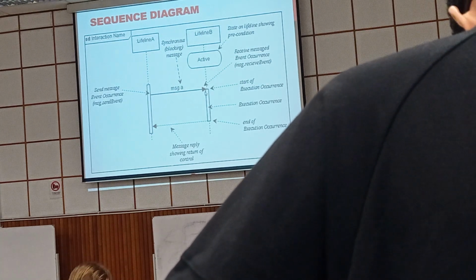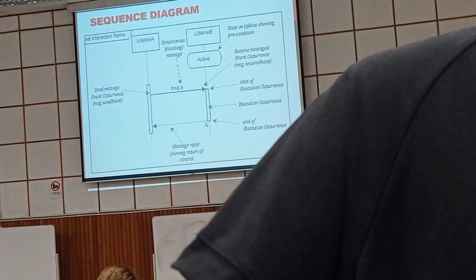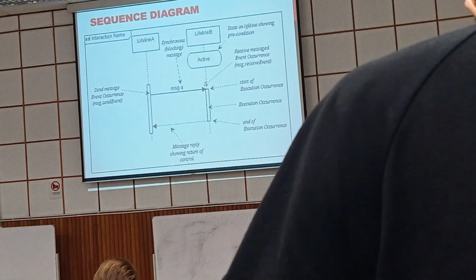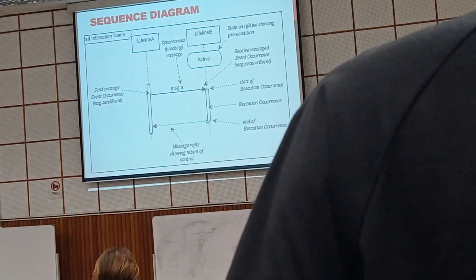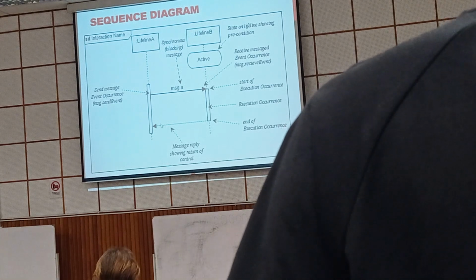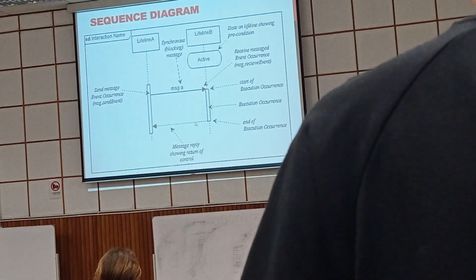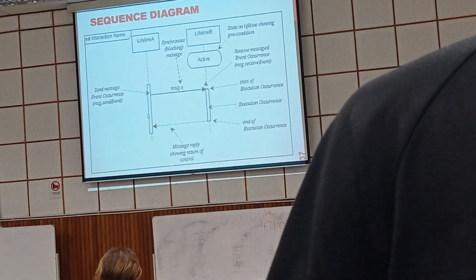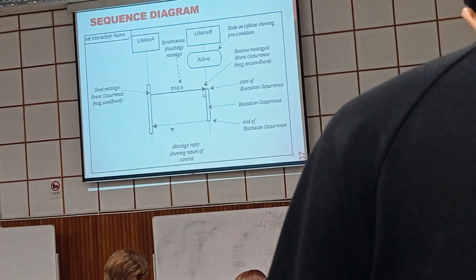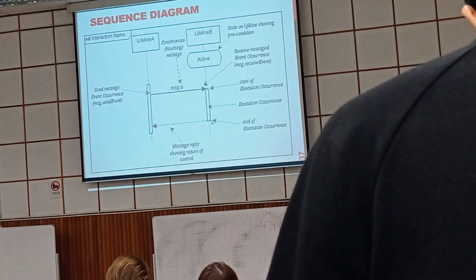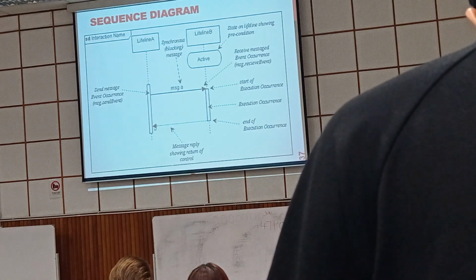So this is the start of execution, this is the end of execution. Meaning this object is activated here and then deactivated here. So it is responding over here. So message reply showing return of control. So the dotted line is returning the control back to this. So now at the end, this object is deactivated and it passed the control over to this object.